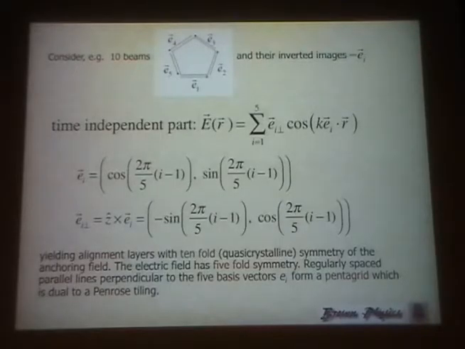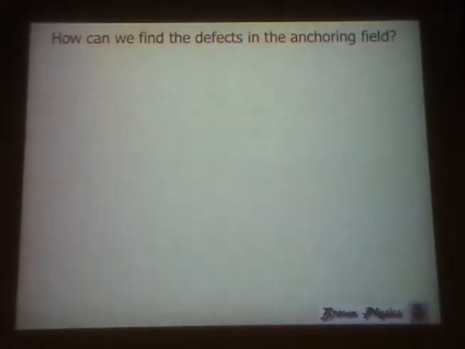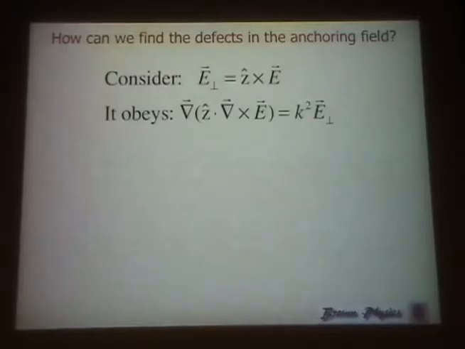Okay, so remember the program. The program was, I give you this. The first thing I should ask myself is, where are the defects in this field? And I have to show you a picture, but better to do a little analysis first, since it's a little less obvious than in the crystalline case. So how can we find the defects in the anchoring field, just algebraically, before even looking at a picture?